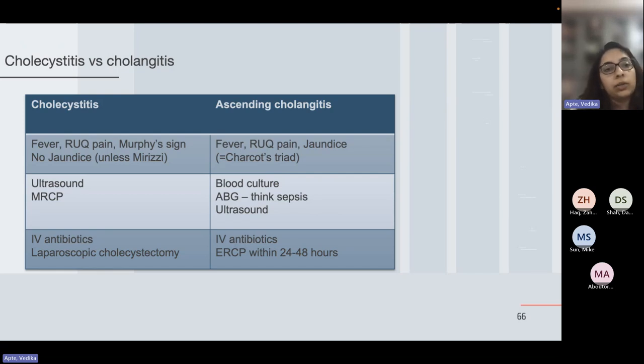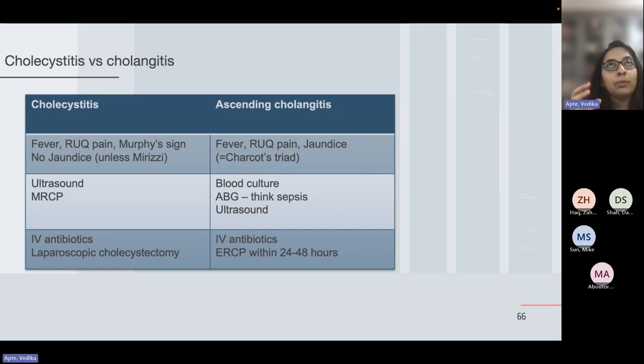So with cholecystitis, you'll see fever, right upper quadrant pain, and Murphy's sign. I'm not sure if you guys know what Murphy's sign is. It's what you sort of get on examination. When you're trying to palpate the liver, when the patient takes a deep breath in, they almost won't be able to because they're in so much pain, and that's called the Murphy's sign. You won't see any jaundice unless it's Merizzi syndrome.